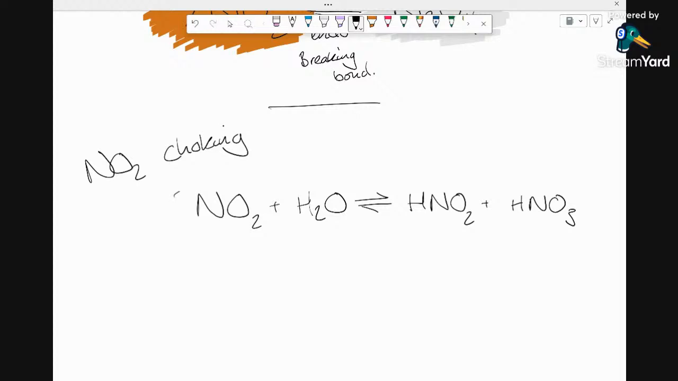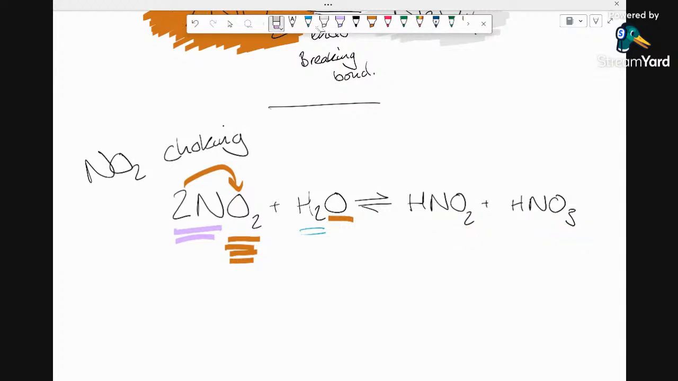Balance the equation. Does this add up? Two nitrogens, we're good. Next, oxygens: 4 oxygens here because of the 2, and 1 oxygen, 5 in total. 1, 2, 3, 4, 5. It all adds up. Next, hydrogen: 2, and 2. It all adds up.